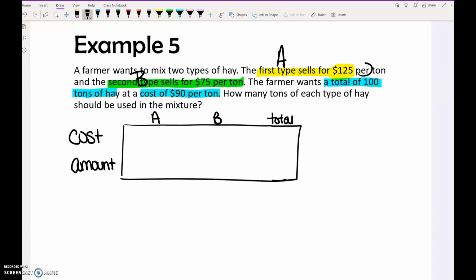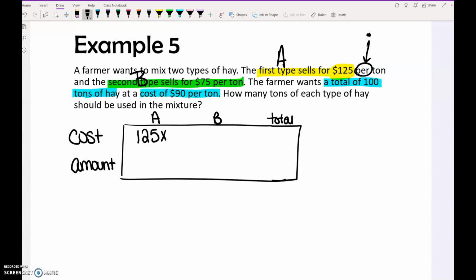This word right here is a very powerful word. Anytime you see the word per after something like price, that means multiply. $125 per ton. So 1 ton is $125. 2 tons is 2 times $125. 3 tons is 3 times 125. So this cost for type A is 125 times the number of tons of that type of hay that we buy.